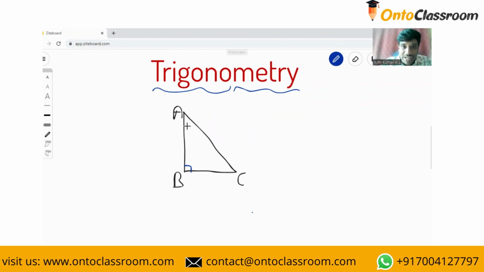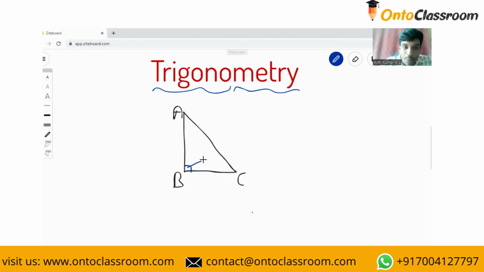So in trigonometry, we will study only finding the sides and angles of a right angle triangle, not any other triangle. Now, before we go into the topic, there are a few things you need to know about a right angle triangle. The first thing is the sides. There are three sides here. AB is one side, BC is one side, and AC is one side.